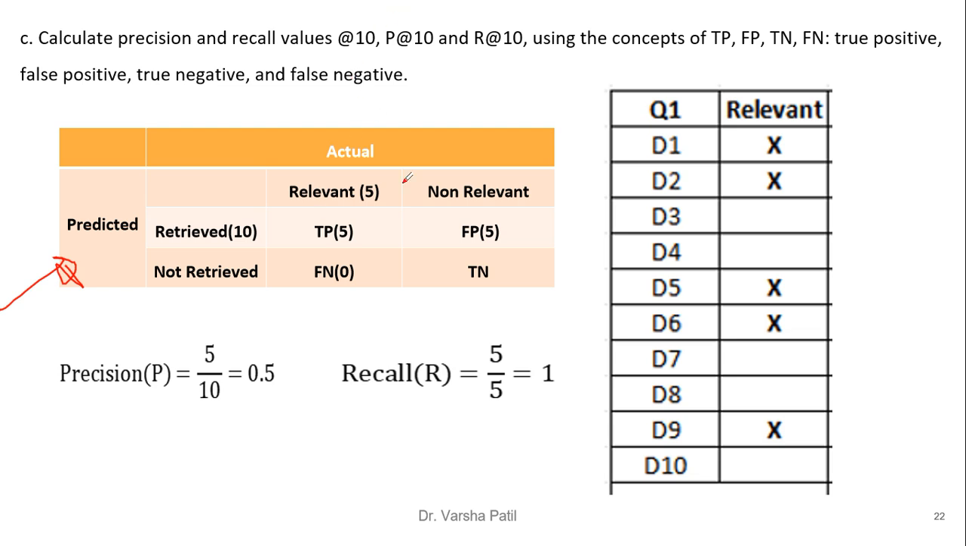So for Q1 a total of 5 relevant documents are there. All 5 get retrieved, so this becomes 5. No document is false negative, and out of 10 only 5 are relevant, 5 are not relevant, so they are retrieved. So this is 5, so we can easily calculate precision is 5 by 10 and the recall is 5 by 5.